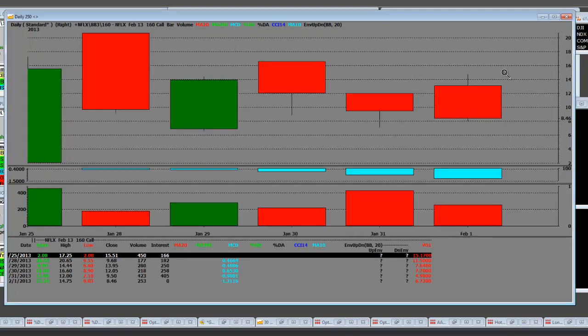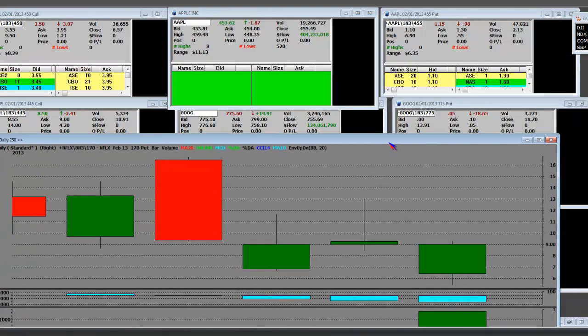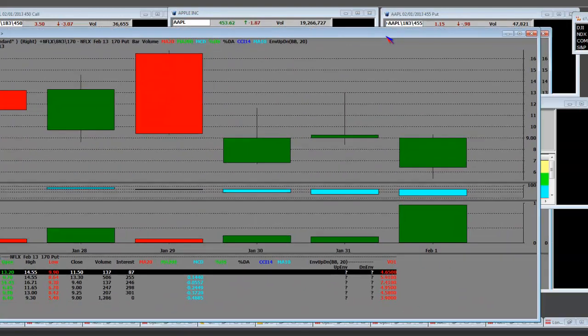And this is a weekly contract that expires next week. However, the calls have been coming down in value because they're inflated up here. And the 170 put is deflated here. So I'm going to give our traders on how to trade these options, which are great trades.